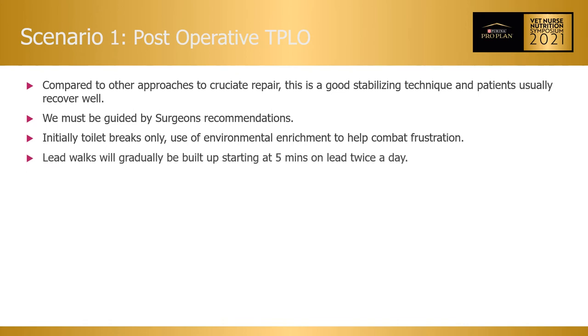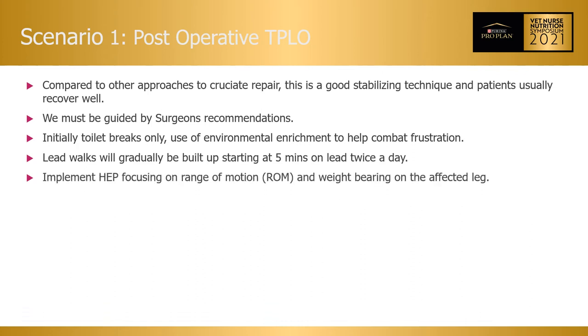We'll then introduce lead walks, and we'll start at 5 minutes on the lead twice a day. And then as long as that patient's improving and we've got no post-operative complications, we'll start to build that up. We'll implement a home exercise plan that first focuses on range of motion and weight bearing on the affected leg before we then start to focus on strengthening. These exercises will also look at supporting the good leg or the unaffected leg. We know with cruciate issues they can be bilateral, so it's really important that whilst we're rehabbing the affected leg, we also support the good one.